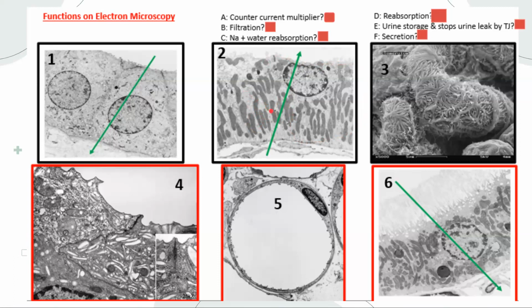Distal convoluted tubule. Perfect. Thank you. Then we have these cells right here. You can see the abundance of foot processes here, and podocytes on top. So what do you guys think this is? Glomerulus. Thank you. Moving on to number 4. What do you guys think this is?